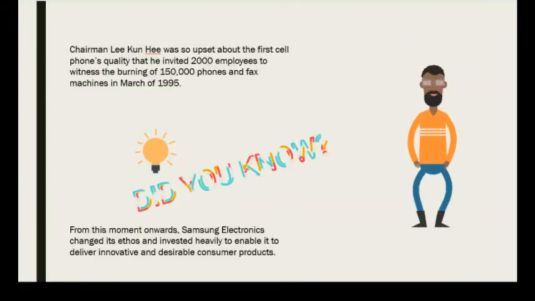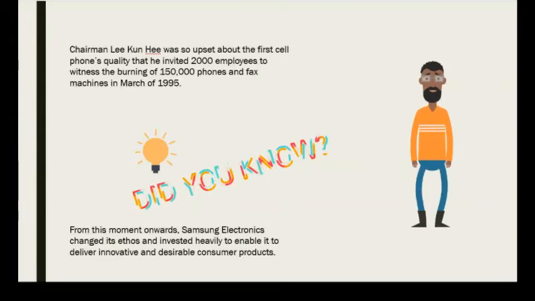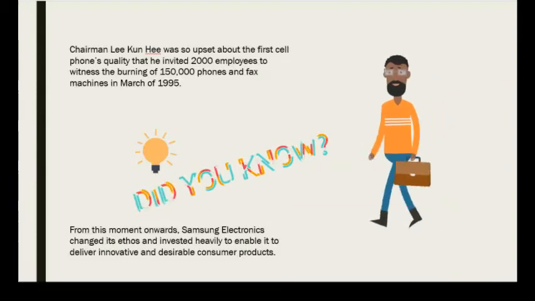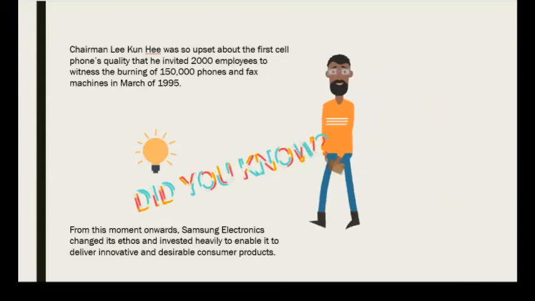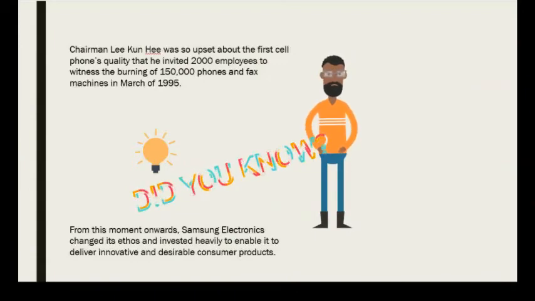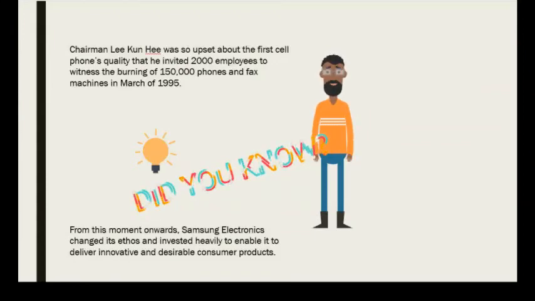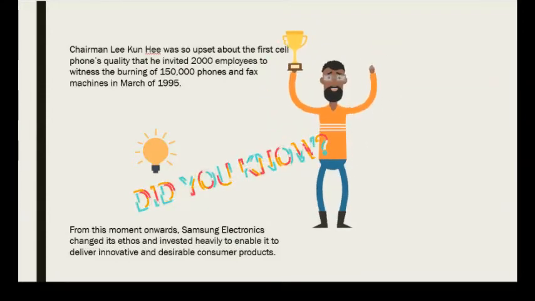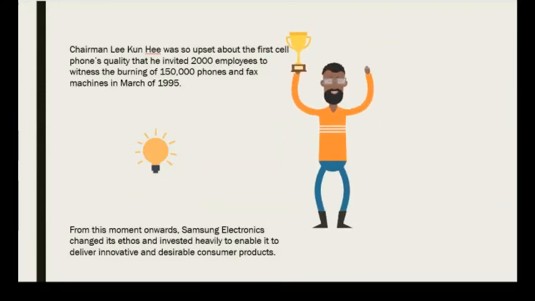Chairman Lee Kun-hee was upset about the quality of the first cell phone, so he invited 2,000 employees to witness the burning of 150,000 phones and fax machines in March of 1994. From this moment onwards, Samsung Electronics changed its ethos and invested heavily to enable it to deliver innovative and desirable consumer products.